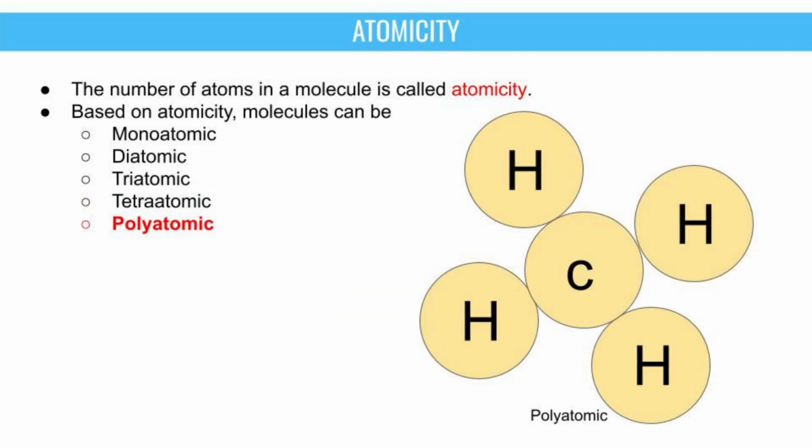Polyatomic. Poly means many. A polyatomic molecule consists of more than four atoms in a molecule. They can be categorized into pentatomic, hexatomic and so on. An example of a polyatomic molecule is methane. It contains four hydrogen atoms and one carbon atom.